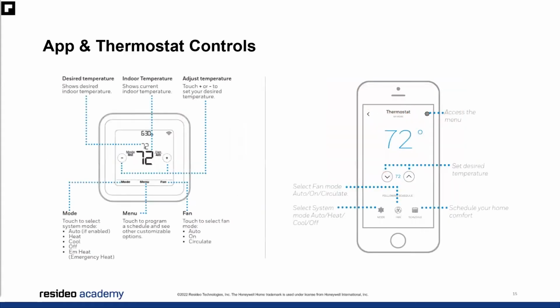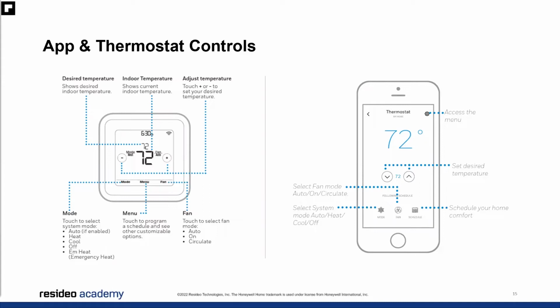The app controls and thermostat controls are pretty intuitive. If we take a look at the left there, these are the thermostat controls. We'll see that the larger number is the indoor temperature and the smaller number is the desired temperature. Same kind of goes for the app as well. We'll have access to our mode to change between heat, cool, off, auto if enabled, and emergency heat if we're using a heat pump with backup heat.